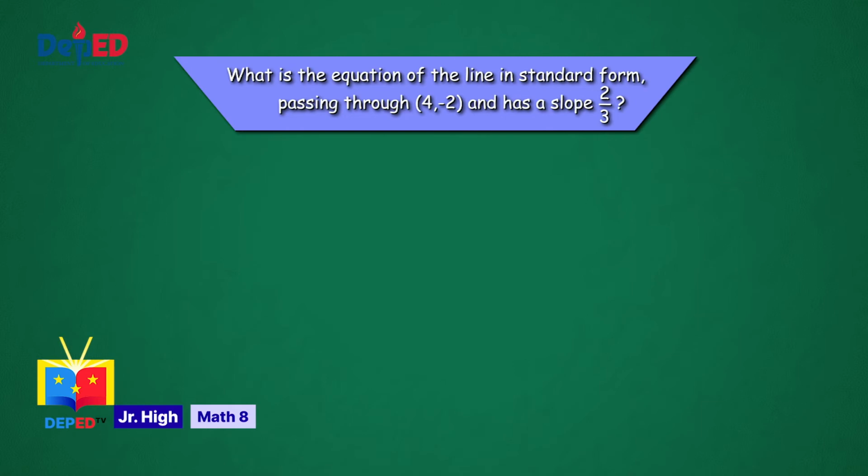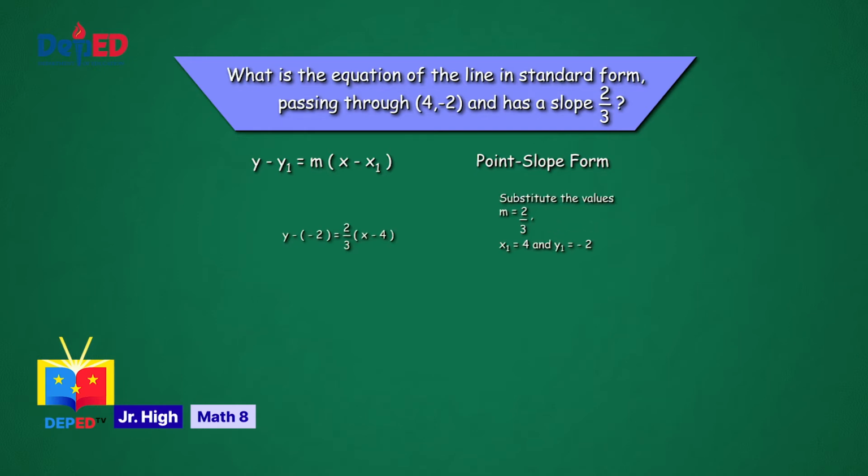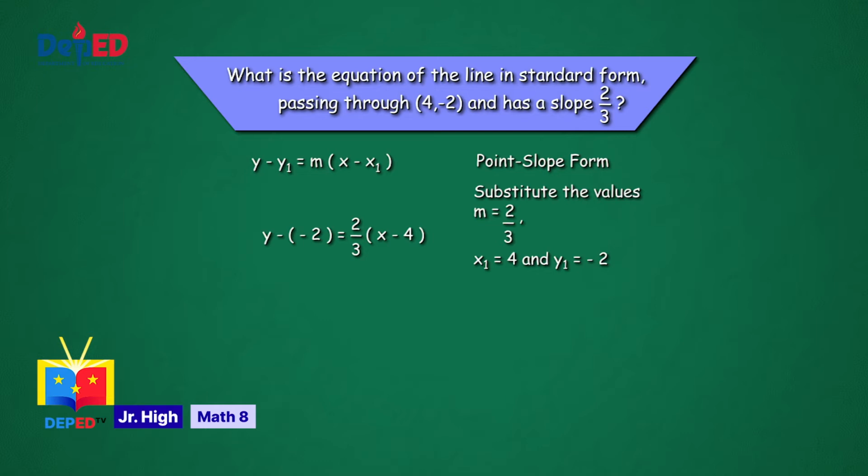How about this example? Write the equation of the line in standard form passing through 4, -2 and has a slope 2/3. Using the point-slope form in writing this equation, we can say that y minus -2 equals 2/3 times the quantity x minus 4. Since we need to write the equation in standard form, we can remove the denominator by multiplying both sides by 3.